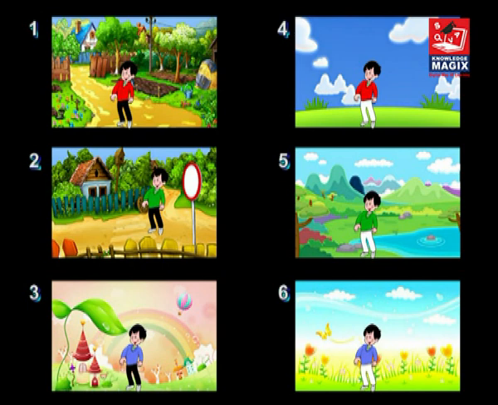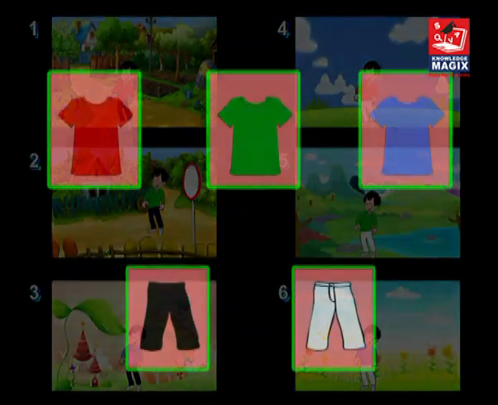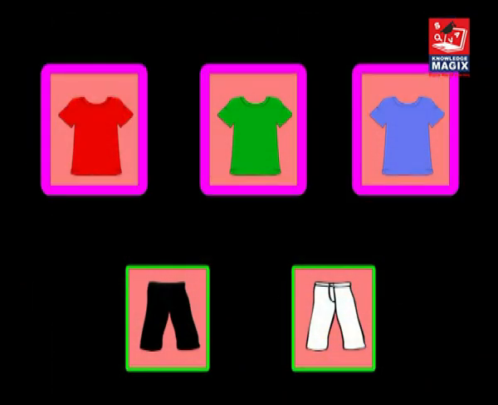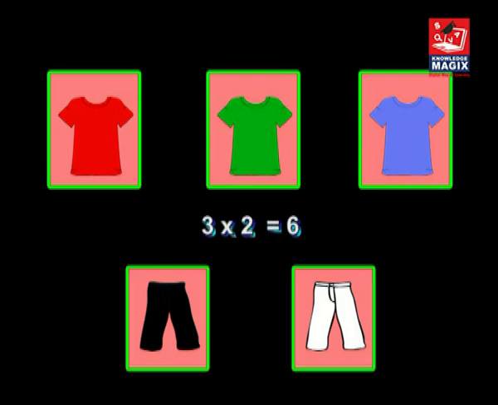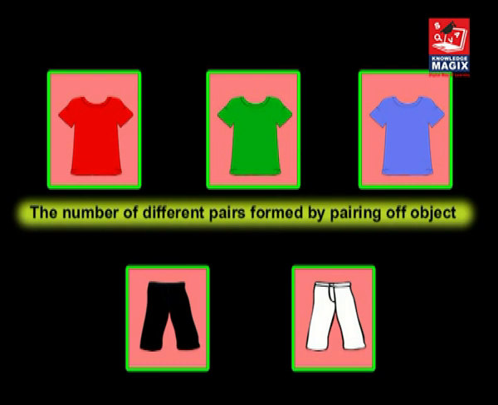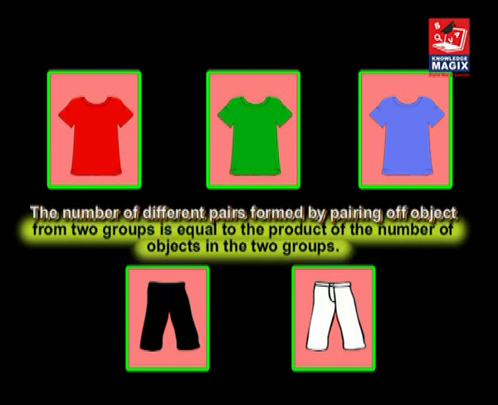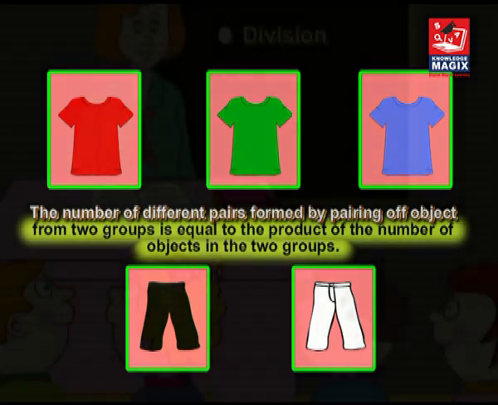6 pairs. And how did he get it? See here, 3 shirts and 2 trousers. 3 into 2, 6. That means the number of different pairs formed by pairing of objects from 2 groups is equal to the product of the number of objects in the 2 groups.